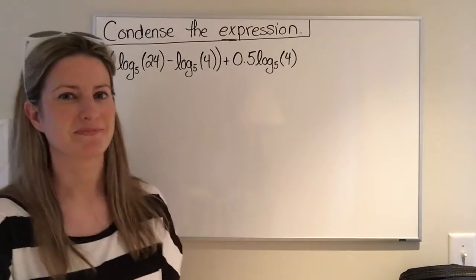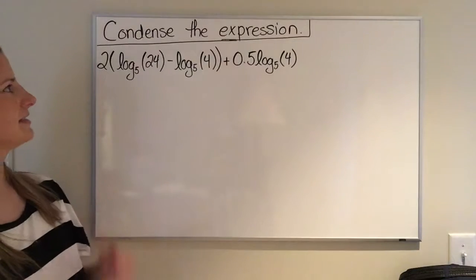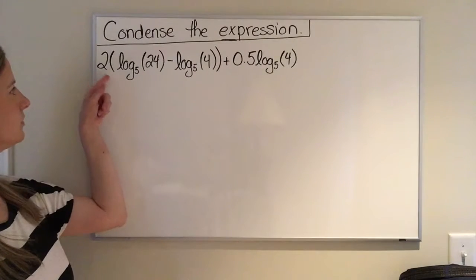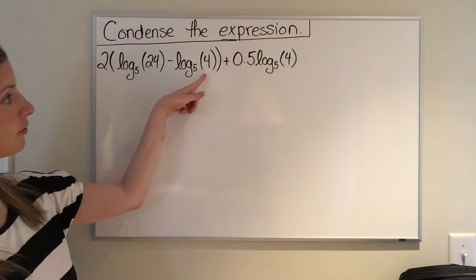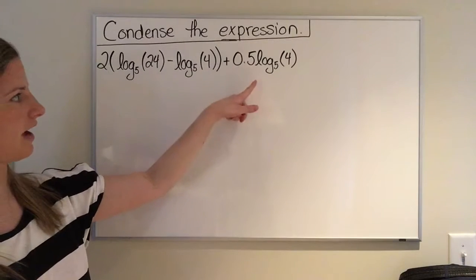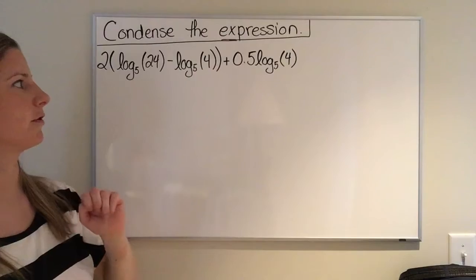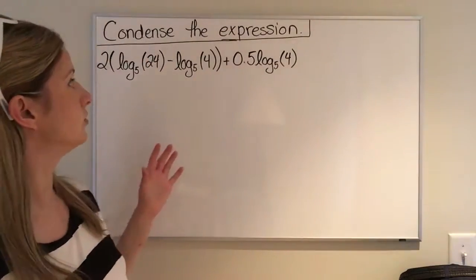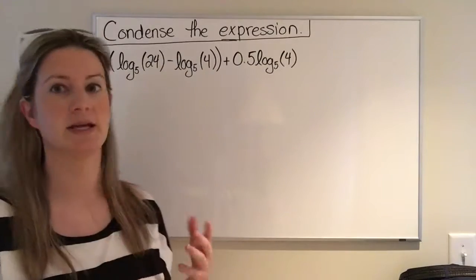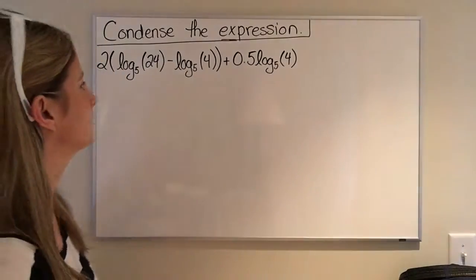Let's try this problem. Condense the expression 2 times the quantity log base 5 of 24 minus log base 5 of 4, plus 0.5 times log base 5 of 4. Okay, so this is frequent with logs. We try to condense them. Sometimes we're doing it because it makes it easier to solve, stuff like that.